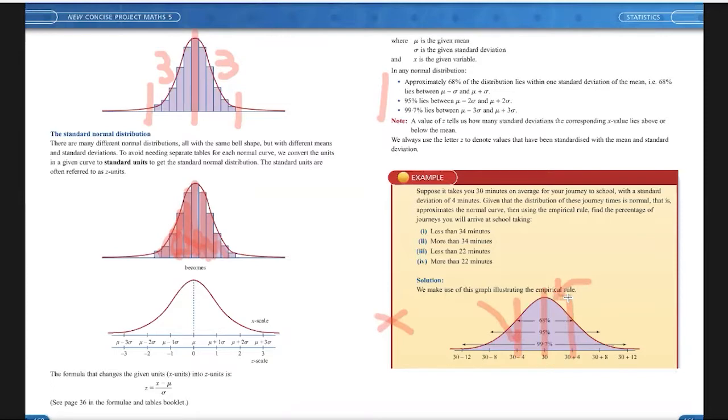is 68%, but you've also to take in this part here because it didn't say between 26 minutes, for example, which is down 1 standard deviation, up to 44. It says less than 34. Okay, now I'll come back to it in a minute. More than 34 then is easy because it's 100% minus that. Less than 22 again is easy because again it's up to 22 minutes, but it's the more than 22 then that's a little bit harder.